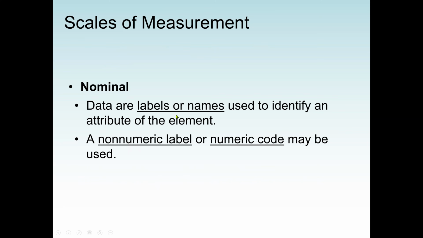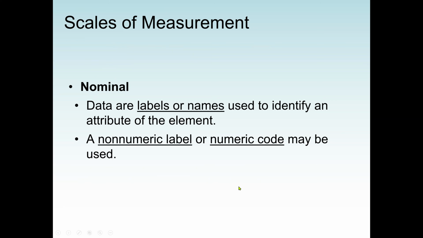Nominal are labels or names used to identify an attribute of the element. So again, we cannot do arithmetic operations. This would be a non-numeric label or numeric code. When we say a numeric code, an example would be a zip code. We cannot say the zip code of a Brooklyn neighborhood, 11226, plus the zip code of a Texas neighborhood, 1045. No, we cannot add two zip codes.